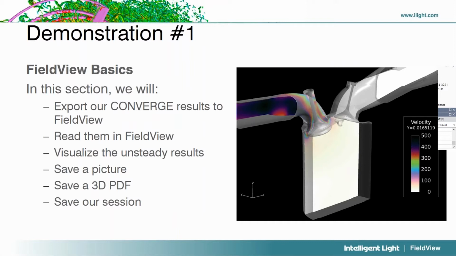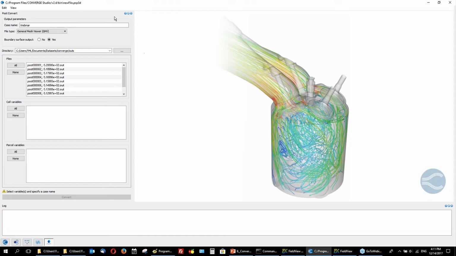And in this first step, we are going to look at how you can export your results from Converge to the FieldView format, so you can read them into FieldView, and then start with some very simple post-processing steps. This is Converge Studio, so I was mentioning the fact that I'm working from the post-processing tab over here. So I've provided a case name. We have a number of out files that have been generated by Converge.